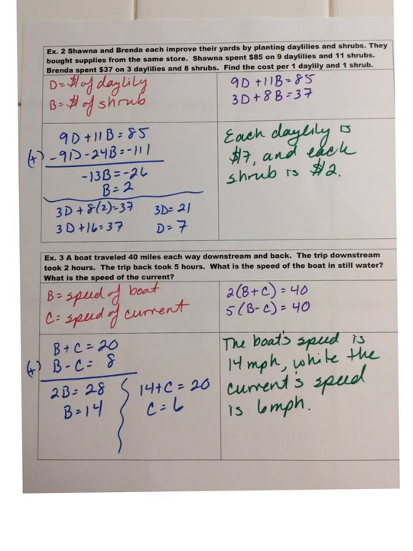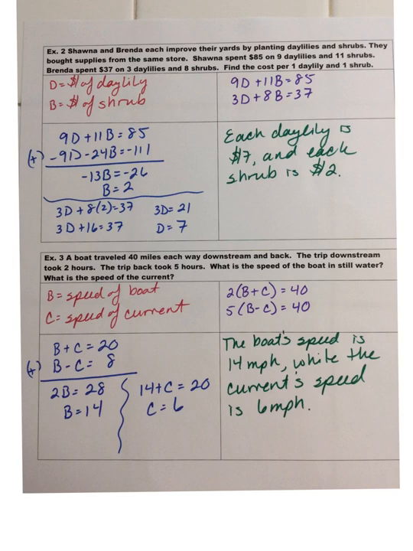I then decided to plug that into the second equation right here. So I got 3D plus 8 times 2 equals 37. 3D plus 16 equals 37. Subtract 16, 3D equals 21. Divide by 3, D equals 7. And word problem, word answer: each daylily is $7 and each shrub is $2.